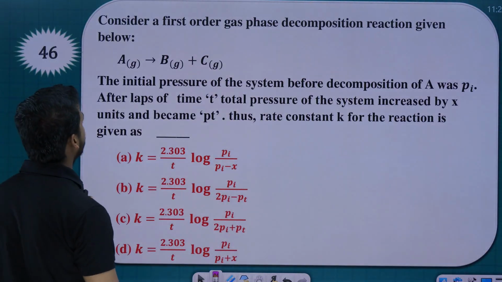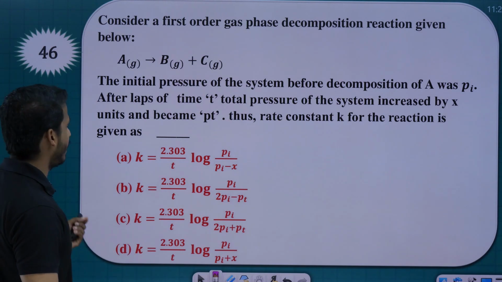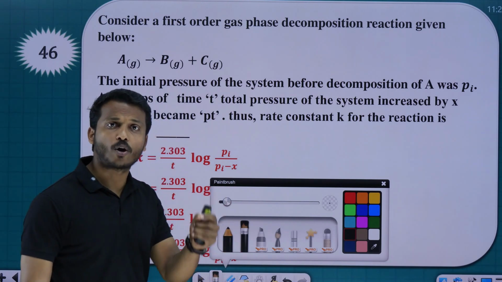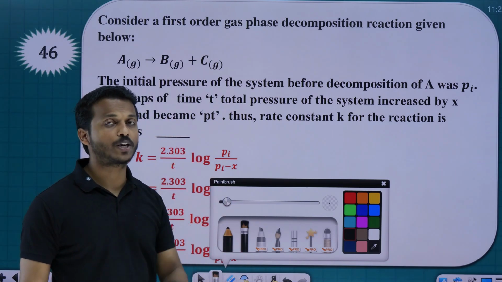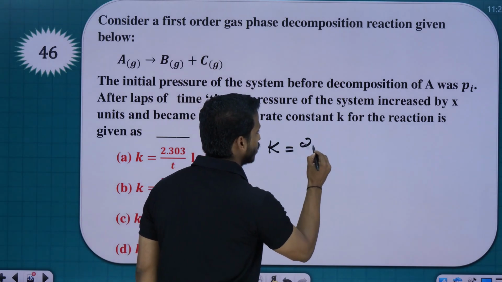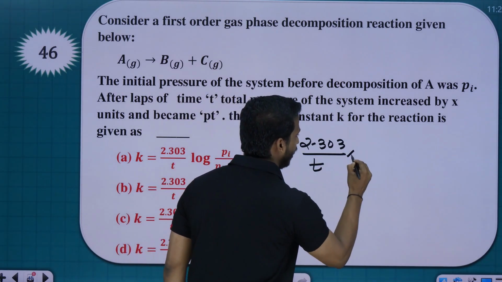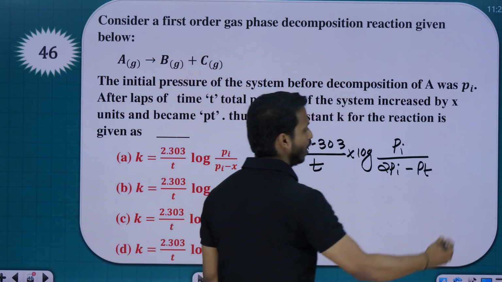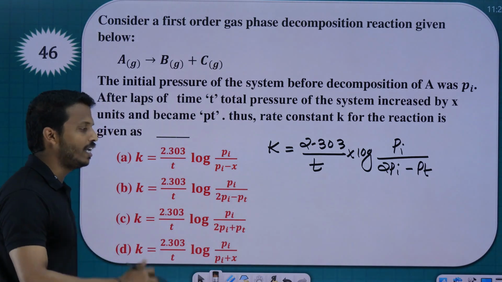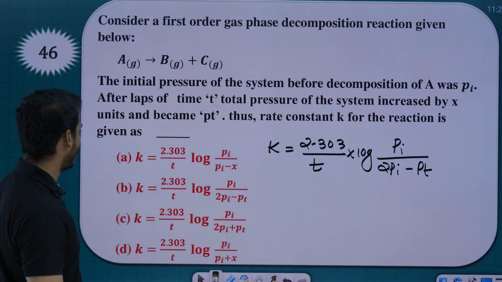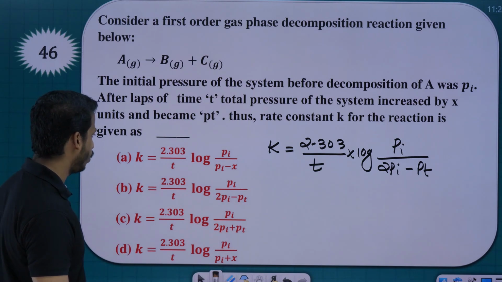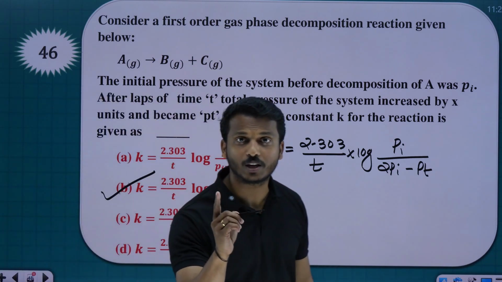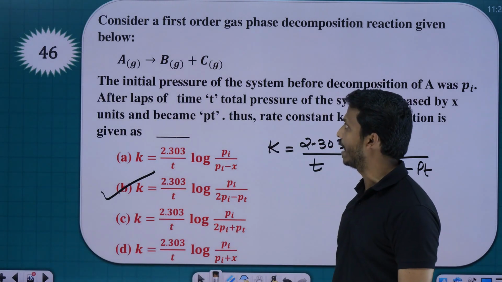Next one. Consider the first order reaction. Yeah, it's a direct question for exam. We studied, if all reactants and products are in gaseous state, an expression for rate constant for first order, that is 2.303 divided by t into log of Pi divided by 2Pi minus Pt. What is Pi? Initial pressure. Pt is the pressure at time t. So what is the equation? k is equal to 2.303 by t into log Pi divided by 2Pi minus Pt. Option B. When can we use this equation? When all the reactants and products are in gaseous state.